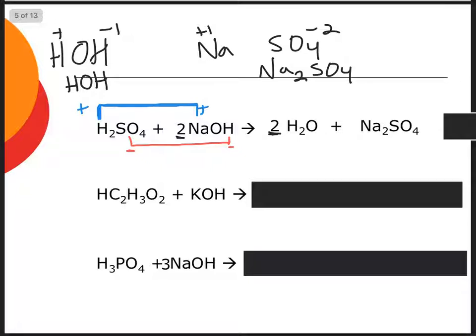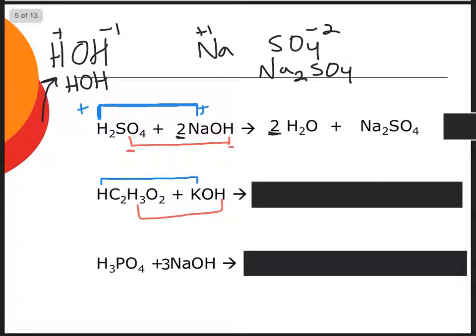We have acetic acid, and it's combining with potassium hydroxide. And we're going to do the same thing. We're going to swap the positive cations, and we're going to swap the negative anions. And what we get, again, is water, and I don't think we need to show that again. It's right up here. But let's look at what happens with the other one.